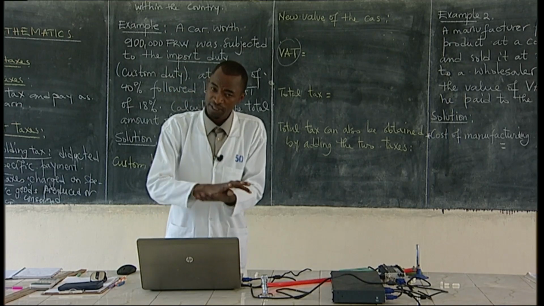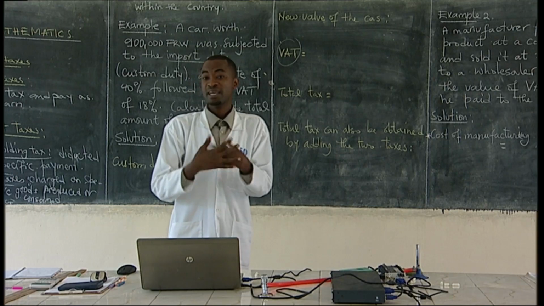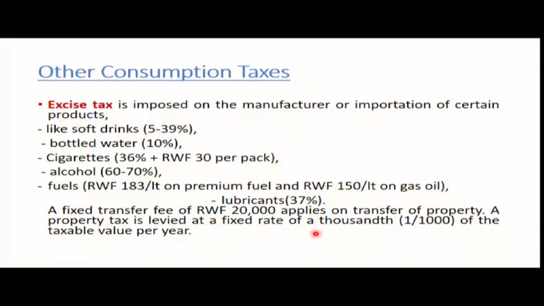And for those services, when they charge the taxes, they try to reduce a little bit, or even some are at the zero rate. But when you go to other consumption taxes, like excise tax, it is imposed on the manufacture or importation of certain products. For example, when you read over here, soft drinks. Soft drinks, you find the tax rate varies between 5 and 39%.